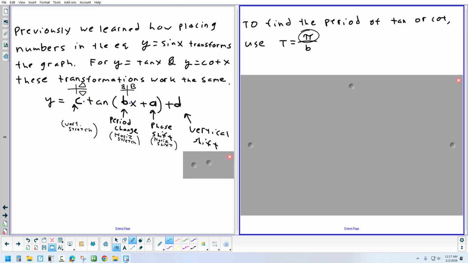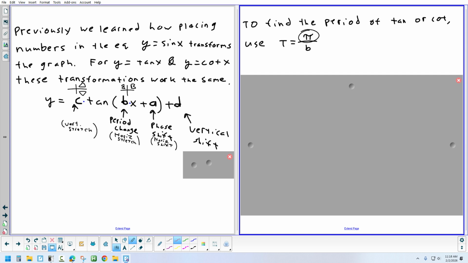All right, so looking at the A, the B, the C, and the D, how many different transformations is that? It could be up to 6 if you had a shift, a stretch, a reflect, a stretch, a reflect, and another shift. So you could have up to 6, where the B and the C both can cause 2 things to happen.